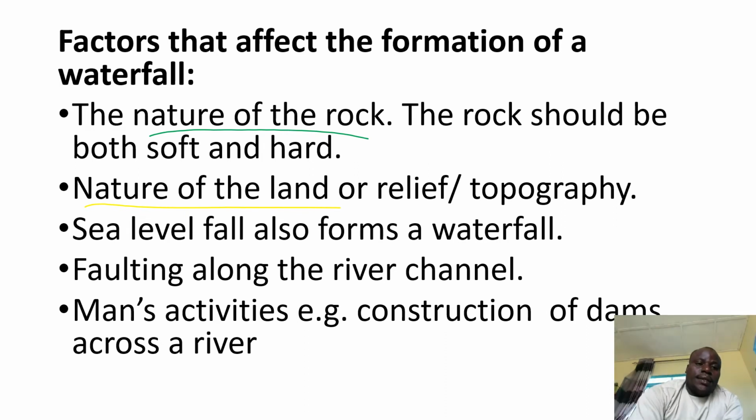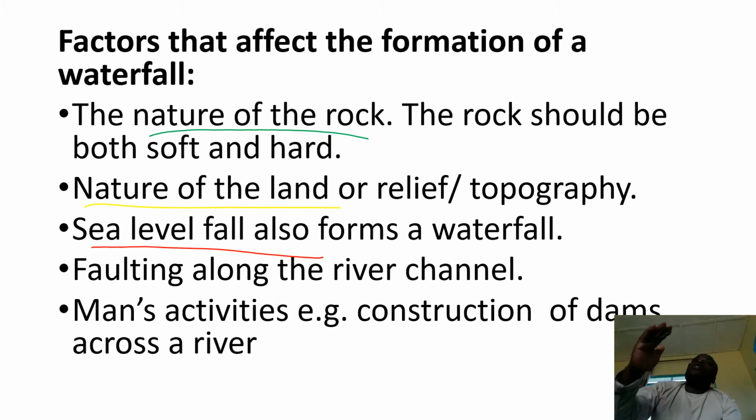Next, sea level fall also forms a waterfall. For example, when a river is joining a sea or a lake at sea level 2, and the sea level tends to fall back to sea level 1, the river will be forced to fall on a steep cliff in order to join the sea at its sea level 1.